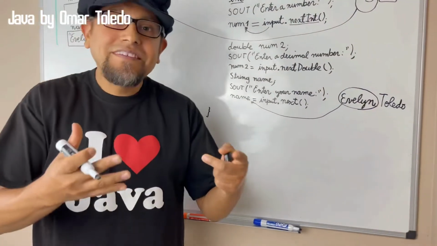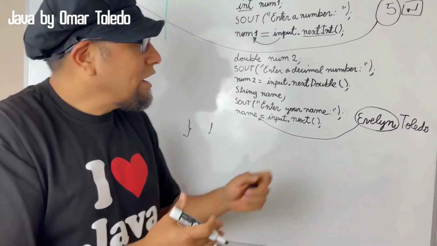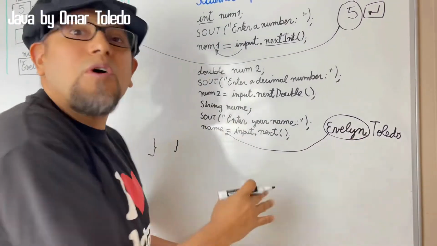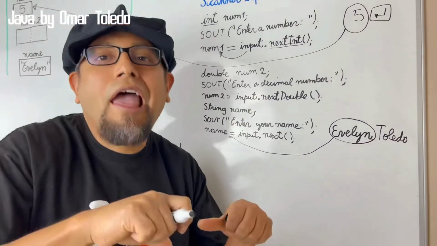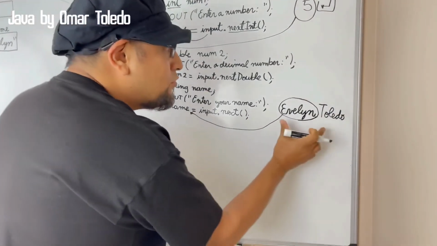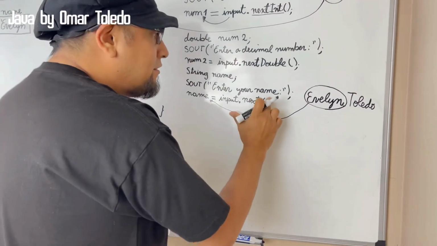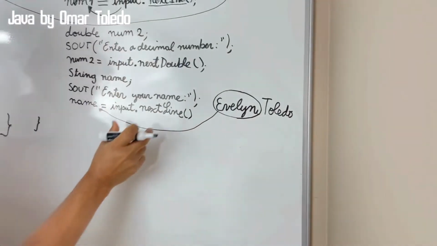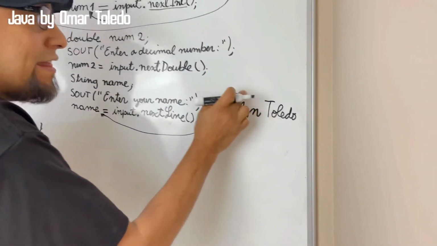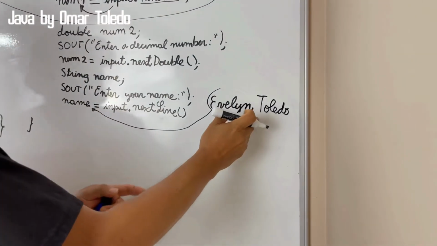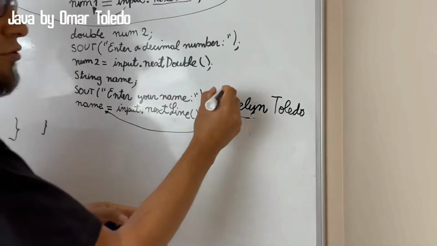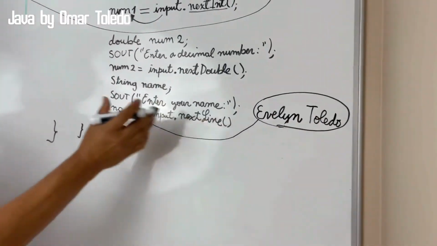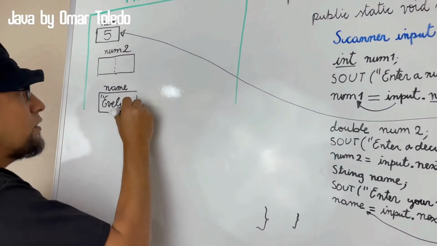When you have this kind of thing, you will have to use next line, not next. Next is going to grab just one word. If there are white spaces, it's not going to work. So in order to make this work, you need to use next line. Next line is going to grab the whole line, the whole text, even if you use one, two, three white spaces, everything until you press enter. So now you're going to grab the whole name, the full name, for example, Evelyn Toledo.